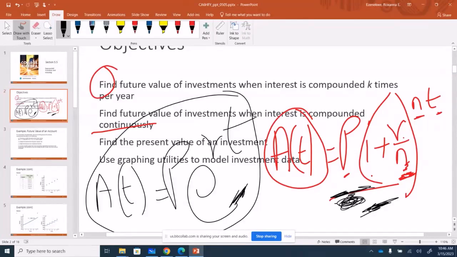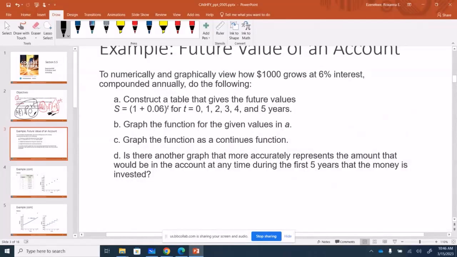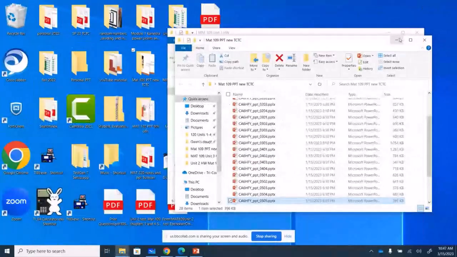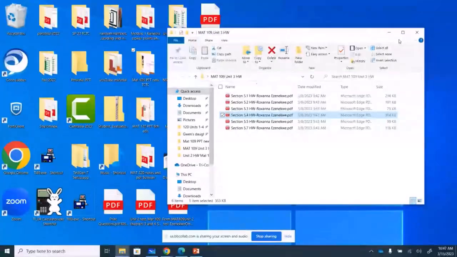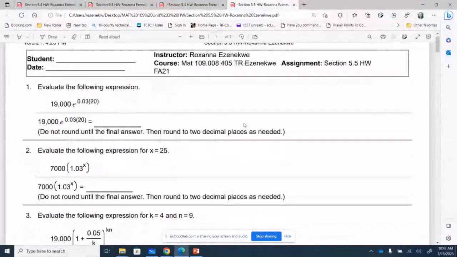So you have to know which formula to use in any question. Compounding continuously. And so without wasting more time, let's quickly go to unit 5.5 practice test. 5.5 homework. So I'm going to quickly pull up 5.5 homework. As I already said, the most important thing in this 5.5 investment is the formula to use. So now I'm going to 5.5 homework. And this is 5.5 homework.